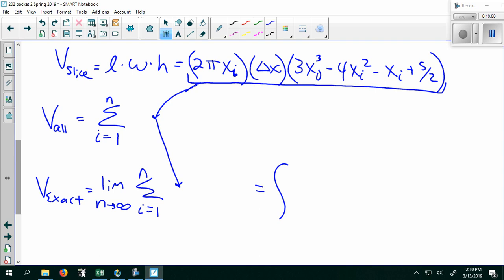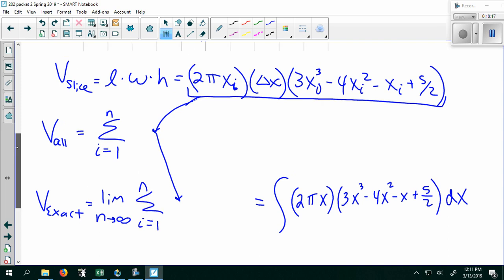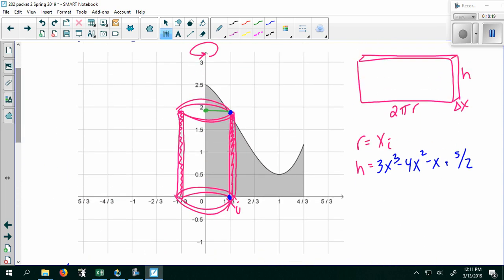To translate, we drop the subscripts. So we have 2 pi x times 3x cubed minus 4x squared minus x plus 5 halves, and instead of delta x, I use dx. And then I figure out the bounds of integration by looking at the picture. Where am I drawing these representative rectangles? They're going to sweep through the generating region. So the first place I would draw one is right here at 0. And then I'm going to draw a whole bunch of them, stacking them up from 0 to 3.